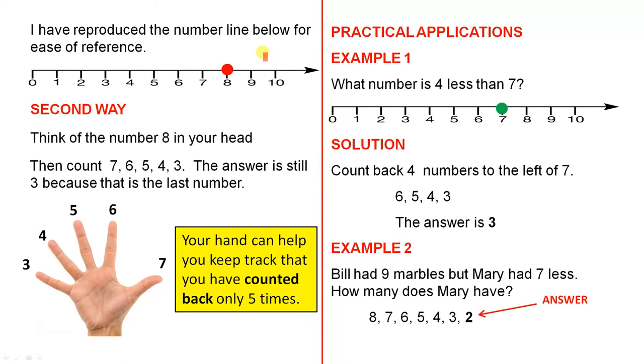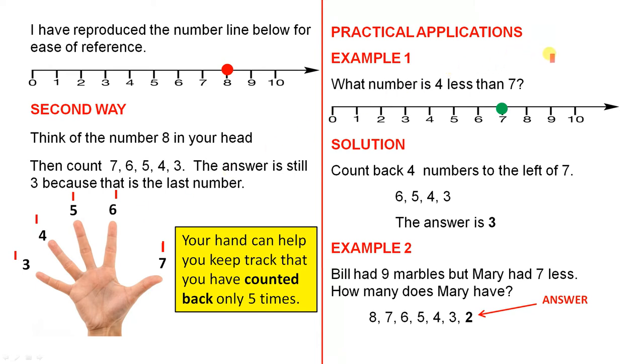I have reproduced the number line below for ease of reference. So here's the red dot on 8, and here's the second way that we do it. Think of the number 8 in your head. There it is. I'll put the marker there. Then count 7, 6, 5, 4, 3. The answer is still 3 because that is the last number. Your hand can help you keep track that you have counted back only 5 times. So the hand comes in very handy sometimes when we're doing counting either forwards or backwards. It's a very handy little tool.